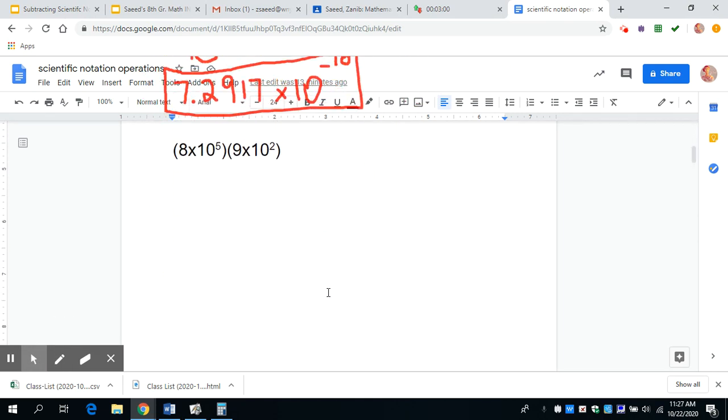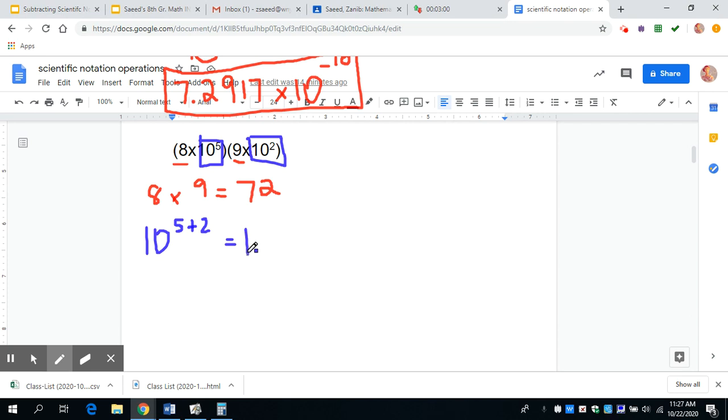We have 8 times 10 to the 5th power times 9 times 10 to the 2nd power. So again, you're going to multiply your coefficients first. 8 times 9, I don't need a calculator for that. I know that answer is 72. And the next part is you are adding your exponents. So it's 10 to the 5th power plus 2, which is going to give me 10 to the 7th power. I combine my answers, which is 72 times 10 to the 7th power.